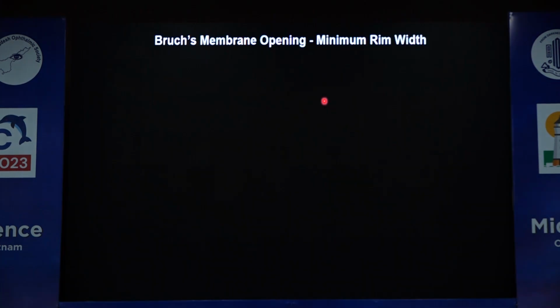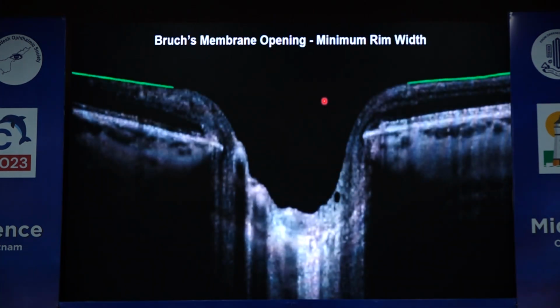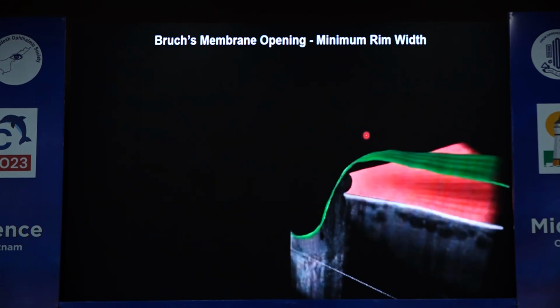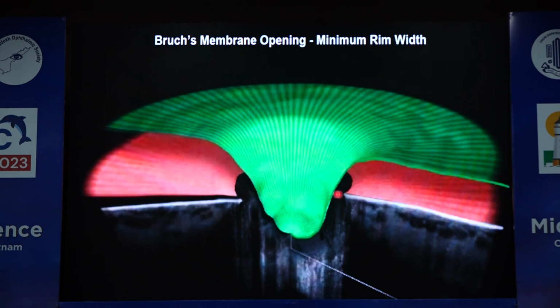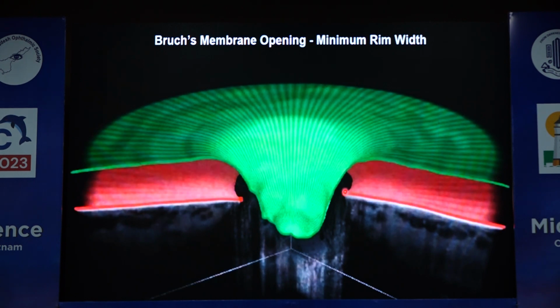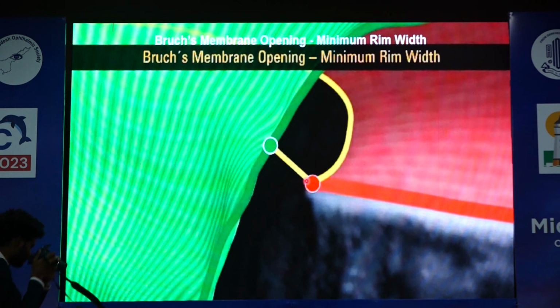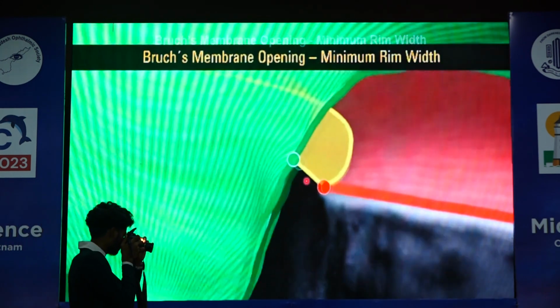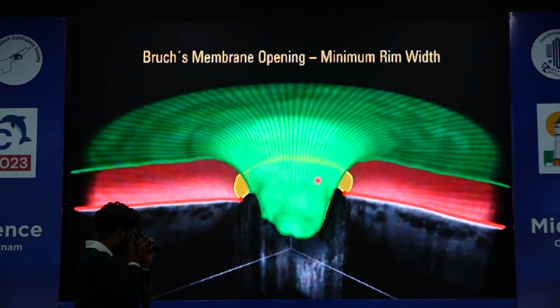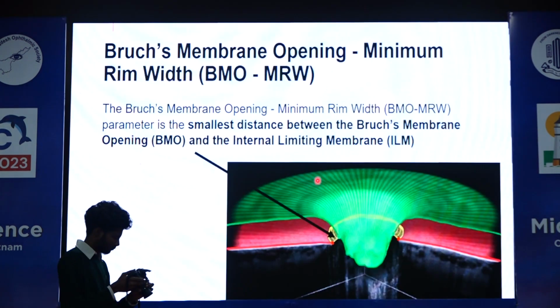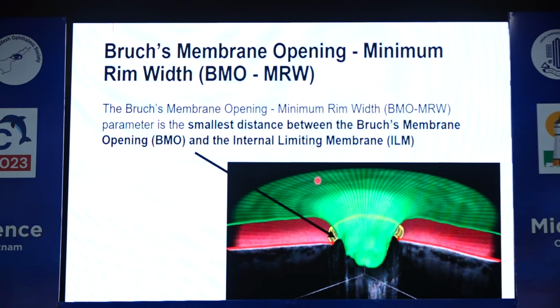Where you can see this red dot here, that is the Bruch's membrane opening. Then what is Bruch's membrane opening minimum rim width? So again I am taking you back into the basic sciences here. We have the green internal limiting membrane, then the red Bruch's membrane opening. Traditionally we used to take the horizontal distance between the green and the red. But now the concepts are changing regarding the minimum distance between the internal limiting membrane and the Bruch's membrane opening. You can see the minimum distance. That is called Bruch's membrane opening minimum rim width. The yellow three-dimensional part here is called Bruch's membrane opening minimum rim width, which is the smallest distance between Bruch's membrane opening and the internal limiting membrane.